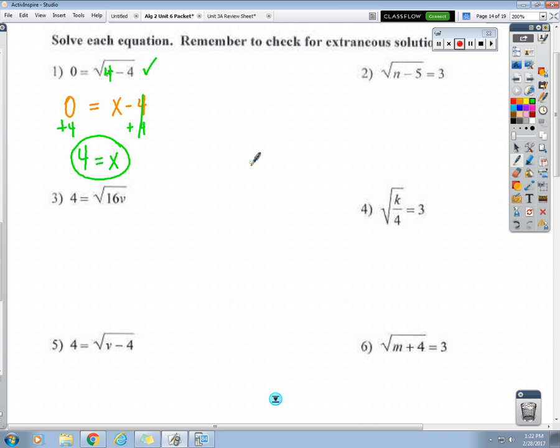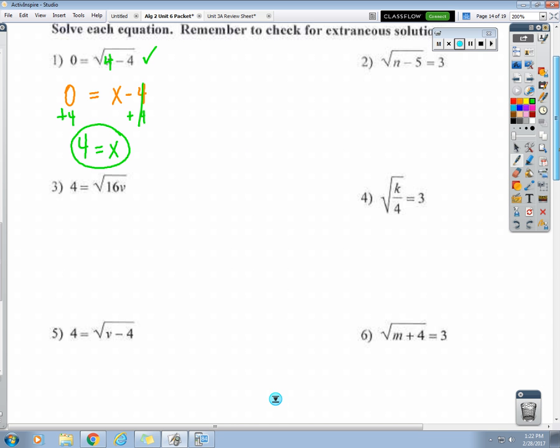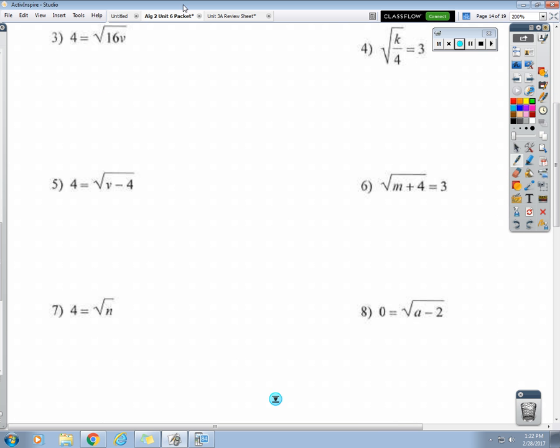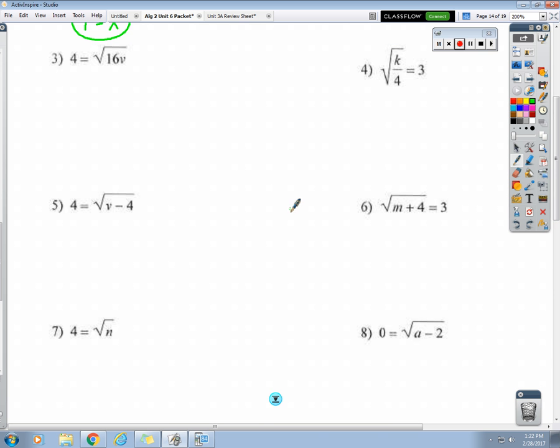Alright, number 3. This time we're trying to solve for the variable v. But it's not by itself because it's being multiplied by 16, and they're both trapped up under a square root. So what do we need to do first? Square it, and if you square this side, you have to square this side. So now what do we have on the left? 16. And on the right, those cancel each other out, leaving just 16v. And now what do I do? Divide by 16, divide by 16, so v equals 1.